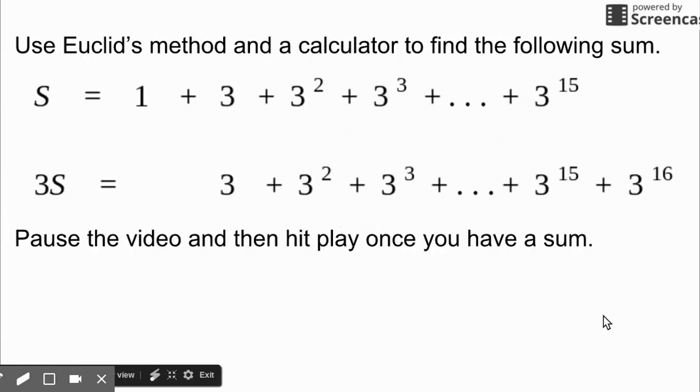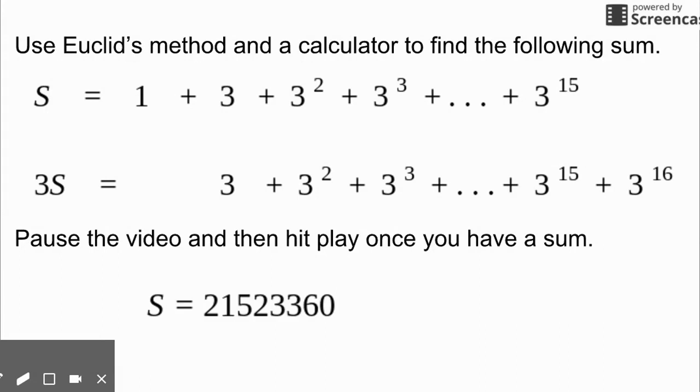Use Euclid's method in a calculator to find the following sum. Pause the video and then hit play once you have a sum. You should have found the sum to be 21,523,360.